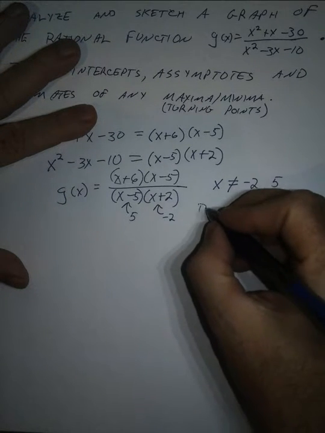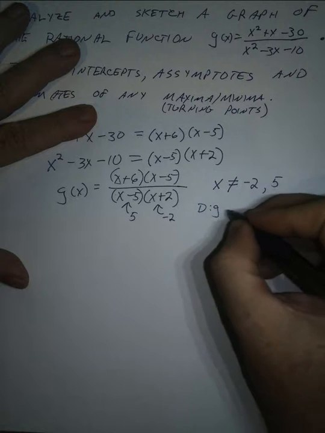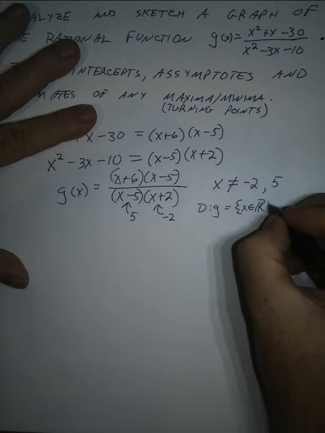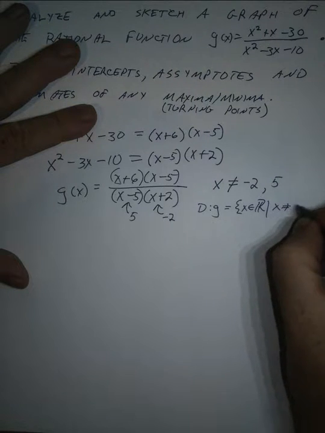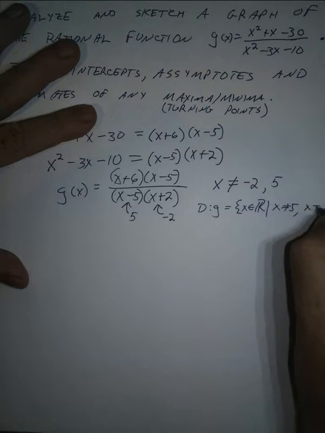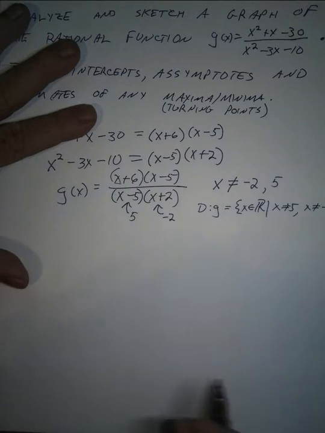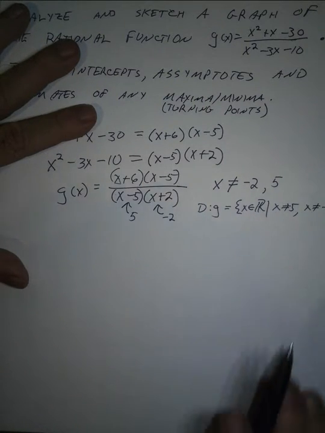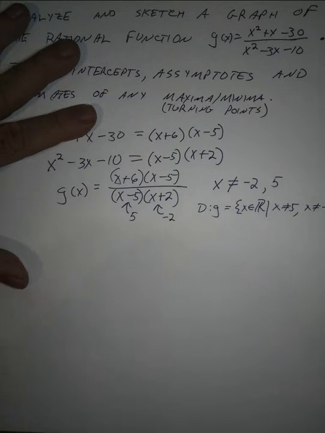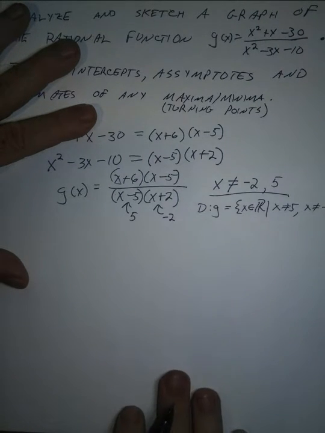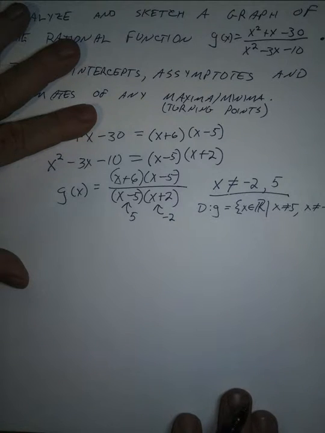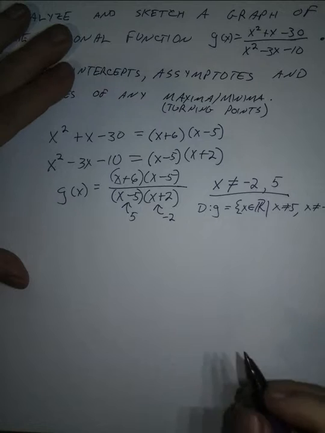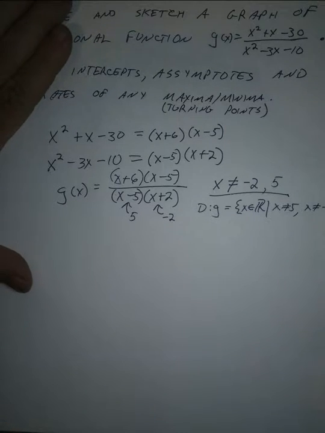Now, you could be a little more specific. I could say the domain of g is equal to the set of all x, a real number, such that x is not equal to 5, and x is not equal to negative 2. That's the formal set builder notation, but when you're just doing an analysis like this, all of that extra stuff is a little bit superfluous. I'm perfectly content with you writing that there. The main thing is that you show it appropriately on your graph when you get to those points, and if you do that, I know you've done the analysis.